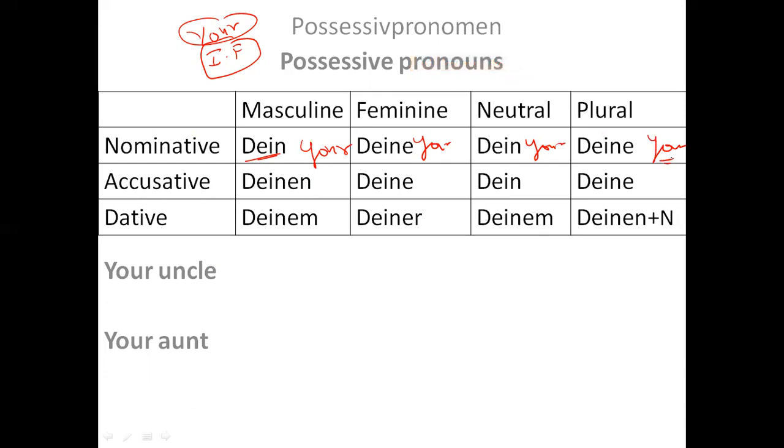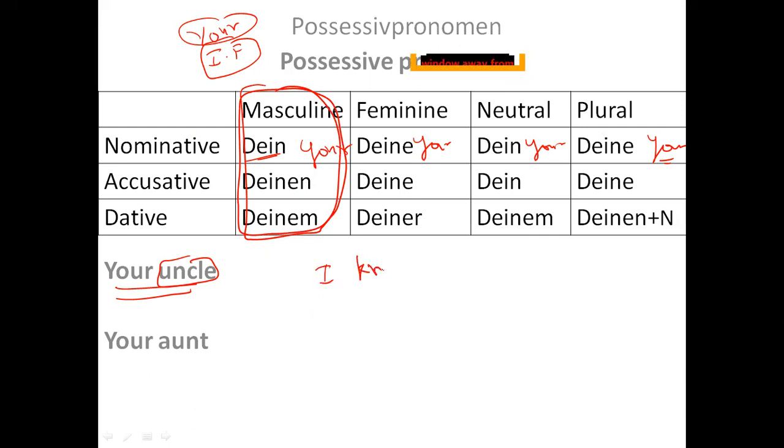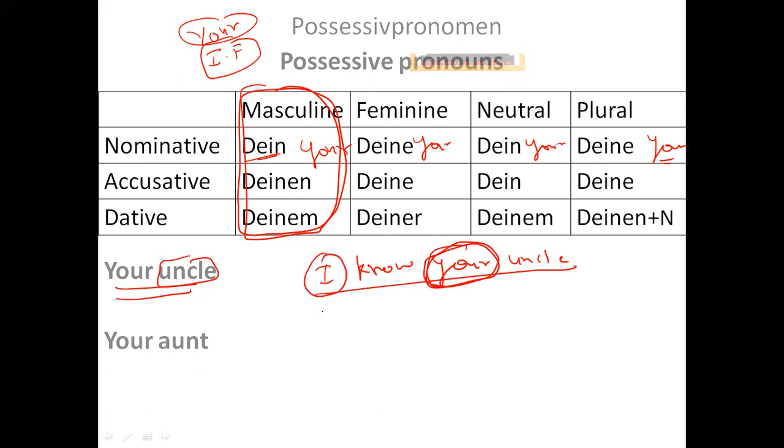Again, we are going to apply the same rule. If I say your uncle, so uncle is male, so answer has to be from masculine, answer has to be from this, right? If I say I know your uncle, so how many possessive pronoun can you see? Only one. And what is the position of this possessive pronoun? Subject or an object? So if I analyze this sentence, this is subject, know is a verb, and your uncle is an object.